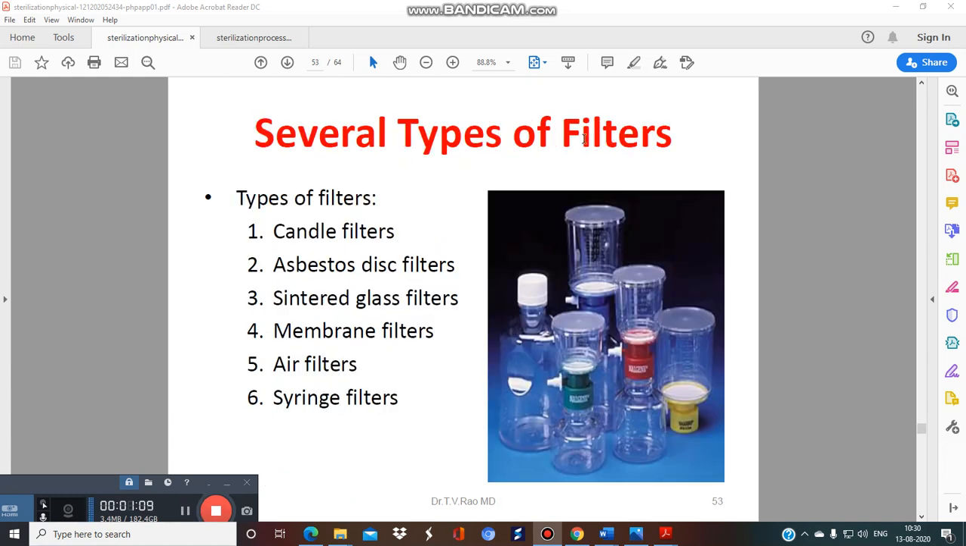There are several types of filters, like candle filters that we use in our home, asbestos, and sintered glass filters. This is a sintered glass filter. Membrane filters are widely used for filtering samples related to sophisticated instruments. Then there are air filters and syringe filters.